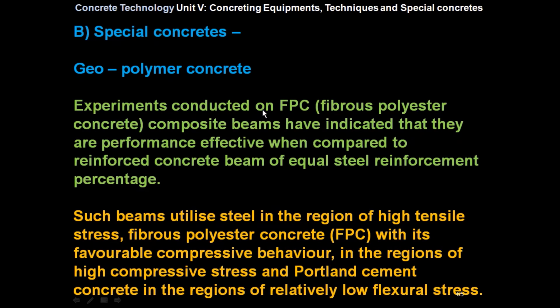Experiments conducted on FPC, that is fibrous polyester concrete composite beams, have indicated that they are performance effective when compared to reinforced concrete beams of equal steel reinforcement percentage. Such beams utilize steel in the region of high tensile stresses, fibrous polyester concrete (FPC) with its favorable compressive behavior in the regions of high compressive stresses, and Portland cement concrete in the regions of relatively low flexural stress.